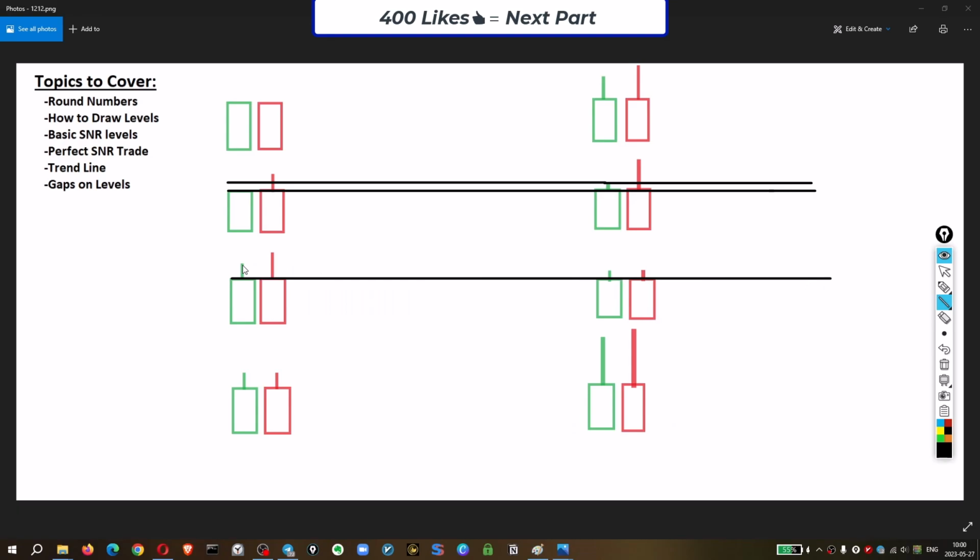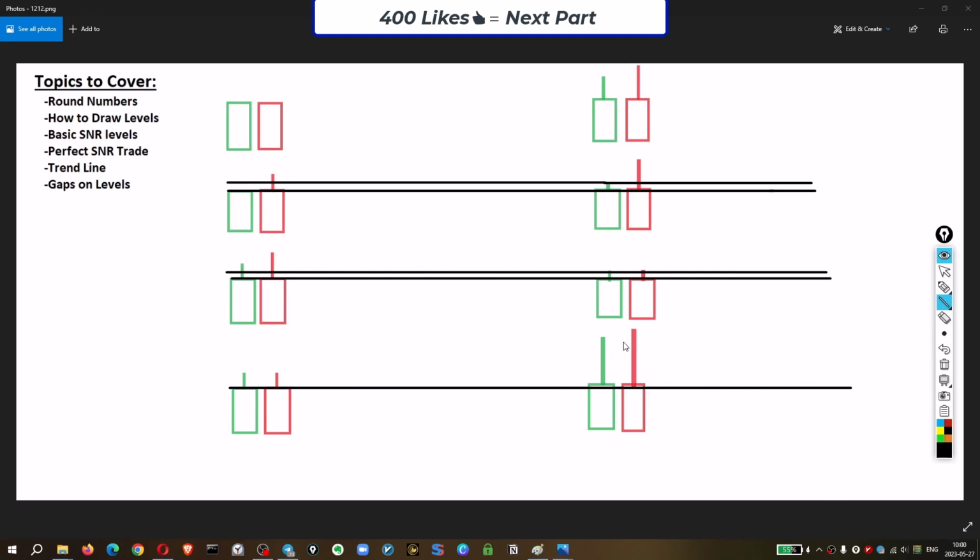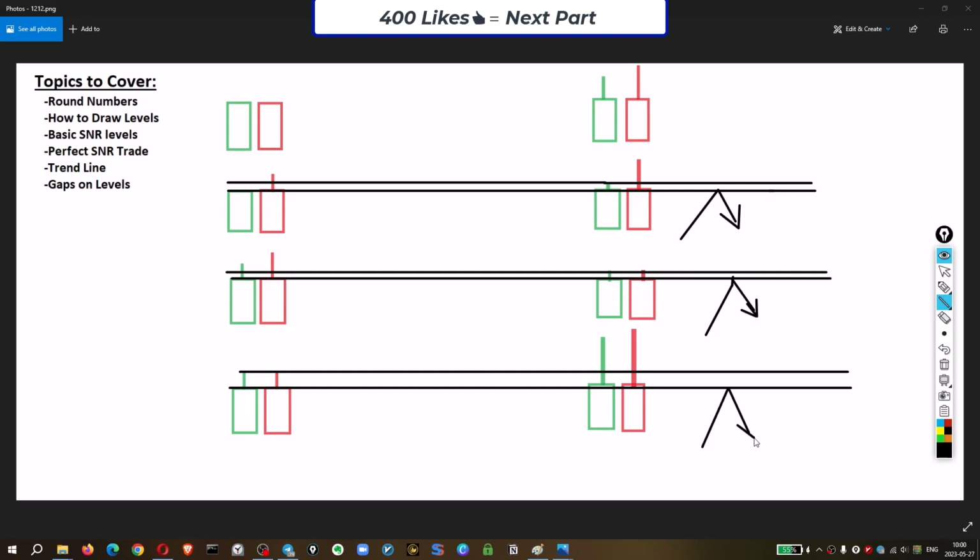So we have 1 line from the body. Okay, how to cover all the shadows? Okay, like this. This is how you draw your zones. Here, we have 2 very long shadows. We don't care about them. We just need to cover all the shadows. Okay, that's it. That's how you draw your levels. And the next time price comes here, you can trade. Price comes here, you can trade. And I will tell you how to take a perfect trade with these SNR lines.